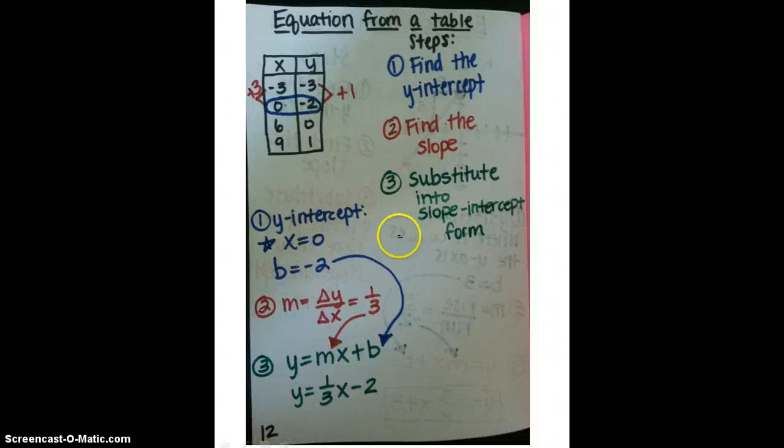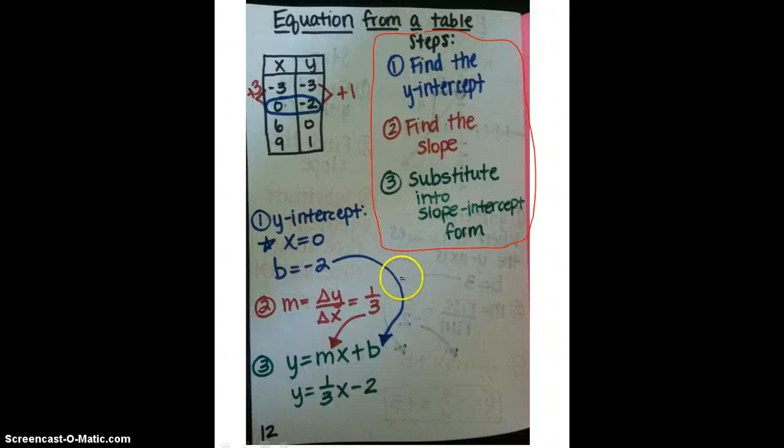Again, welcome back. Now we're going to talk about equations from a table. Here are my steps. Again, there are 3 steps in this one. My 3 steps are: find the y-intercept. Step 2 is find the slope. And step 3 is to substitute into slope-intercept form.